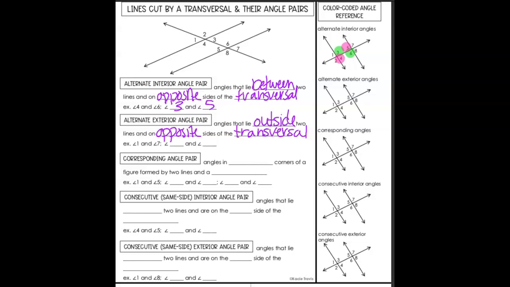They're on the outside. But which one is on the opposite side of the transversal from 1? 1 and 8. So put a color code 1 and 8 the same. Then with a different highlighter, 2 and 7. Because they're on the opposite sides and they're on the outside.